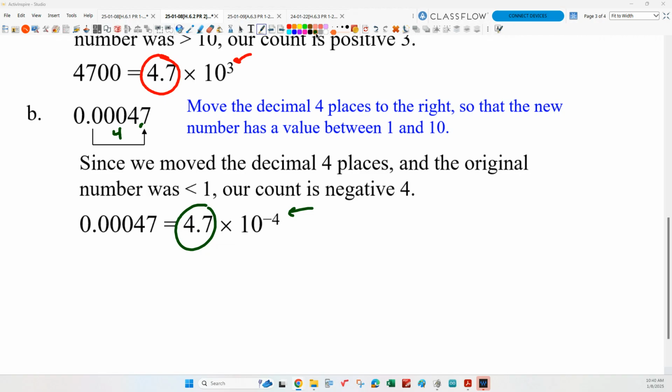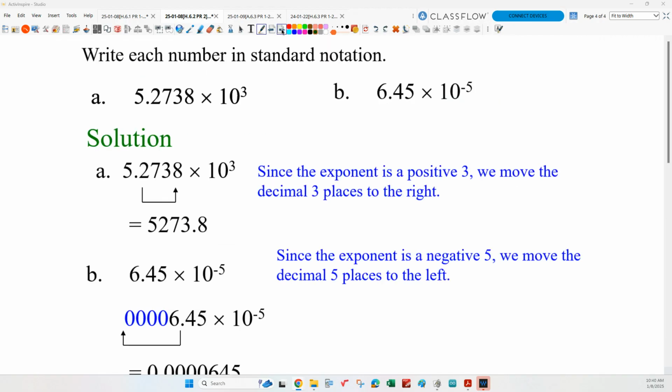Okay? Going the other direction, what if I wanted to turn this top number into standard notation instead of scientific notation? How far and in which direction am I going to move the decimal? 3 to the right. 3 to the right, because I know we're multiplying by a positive power of 10, so it's going to be a big number. So I have to move this 3 places, and there's my number.